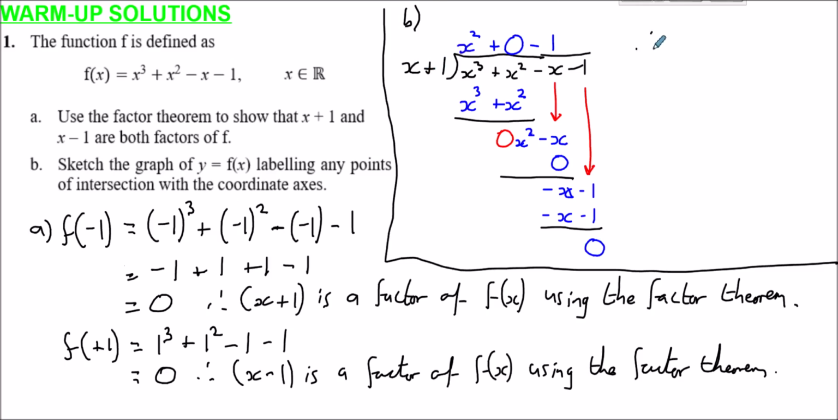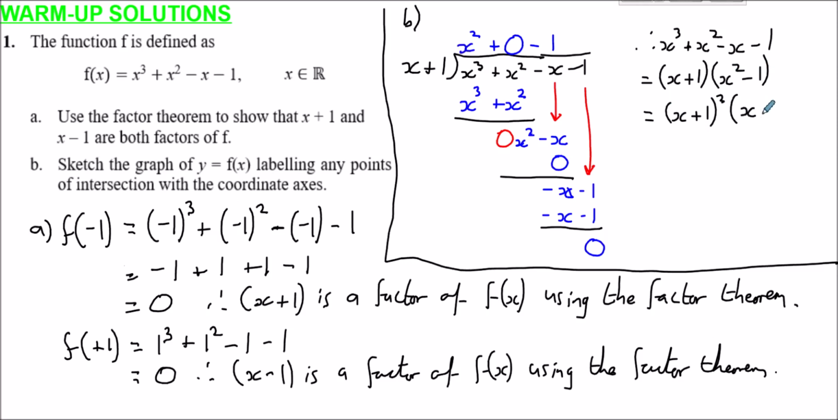And so that shows us that this function here, x cubed plus x squared minus x minus 1, must be the same thing as x plus 1 multiplied by x squared minus 1. Now, x squared minus 1 is in itself a difference of 2 squares. So that's x plus 1, x minus 1. So x plus 1 times x plus 1 gives us x plus 1 squared, and then x minus 1.